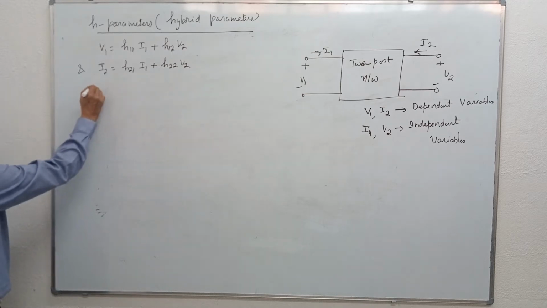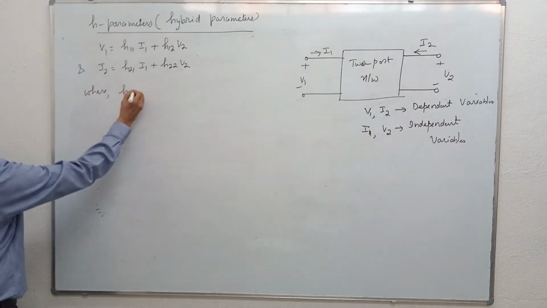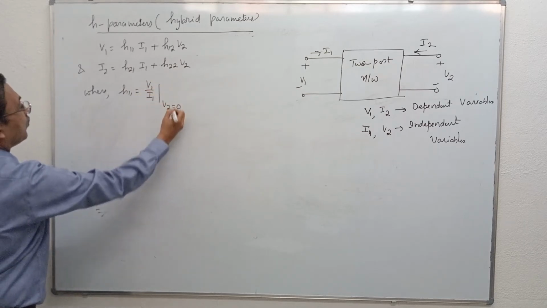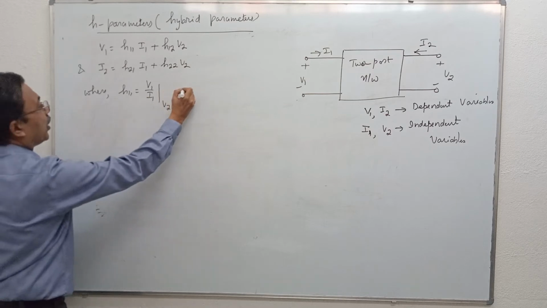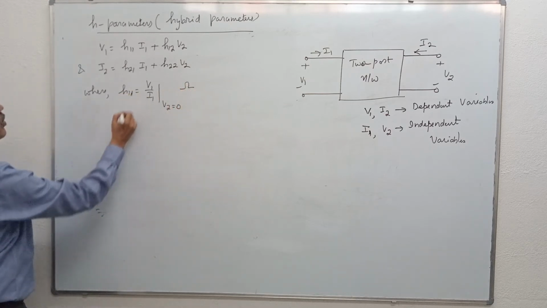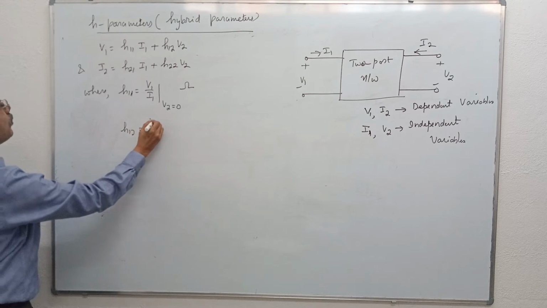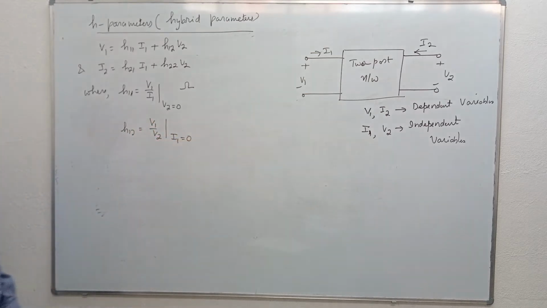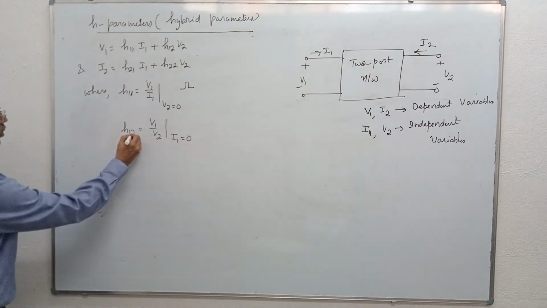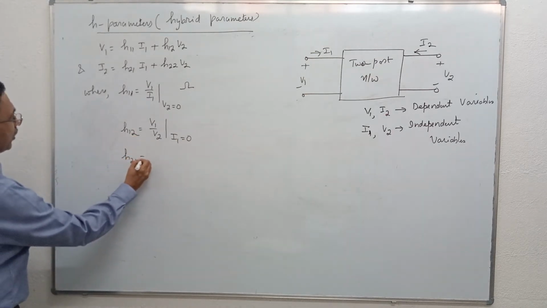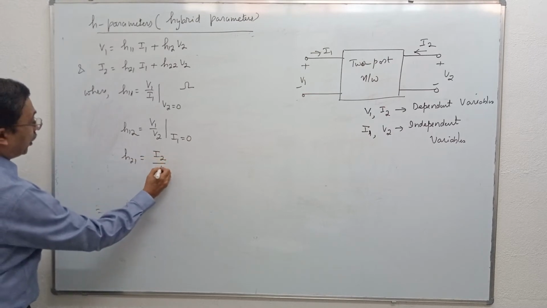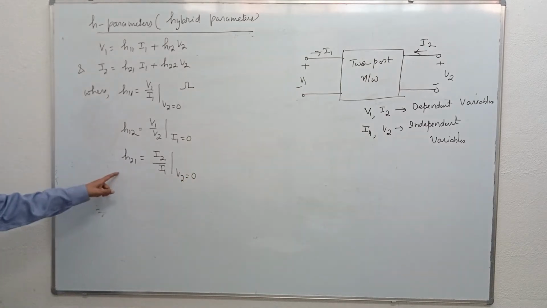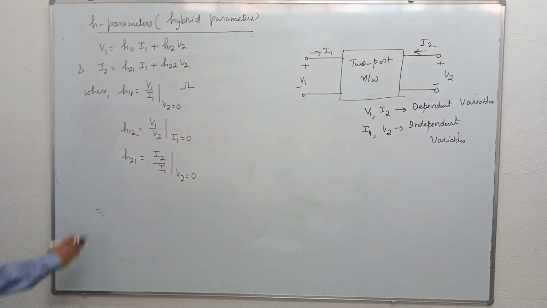Where H11 is equal to what? H11 is equal to V1 by I1 with V2 equal to 0. V by I, therefore the unit of H11 is ohms. What is H12? H12 is equal to V1 by V2 with I1 equal to 0. V1 by V2 means H12 is dimensionless. Next, H21. H21 is equal to I2 by I1 with V2 equal to 0. Since H21 is the ratio of two currents, again H21 is dimensionless.